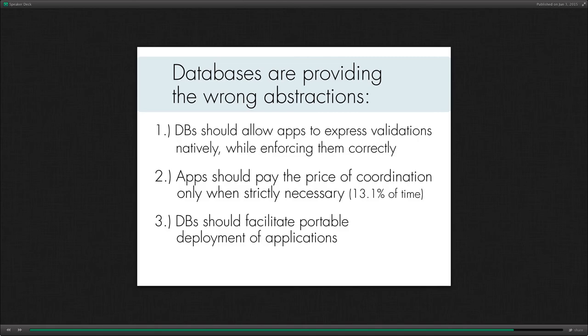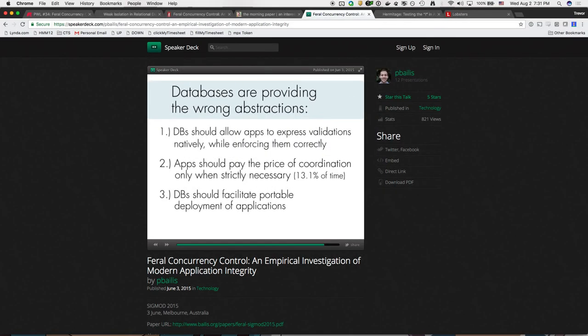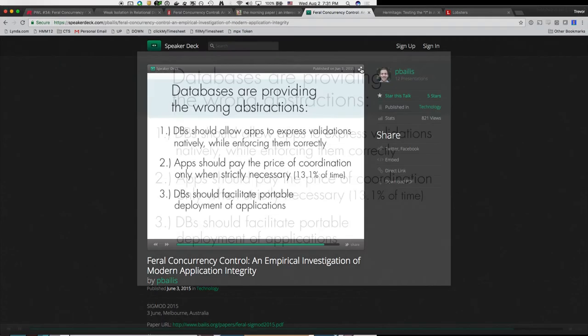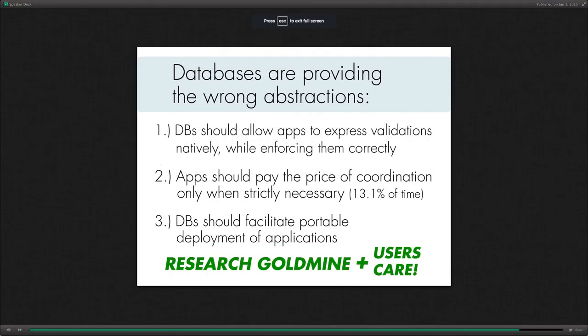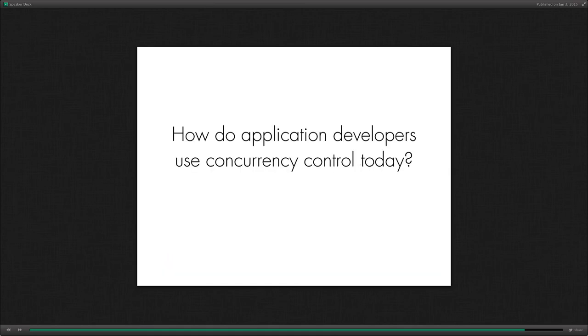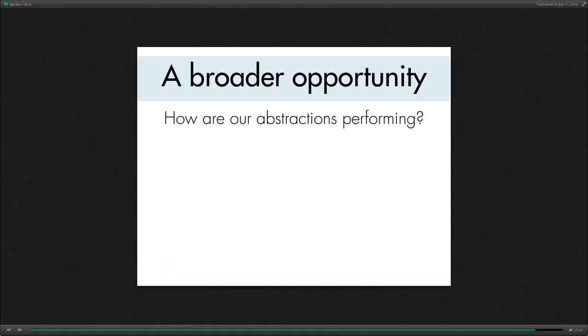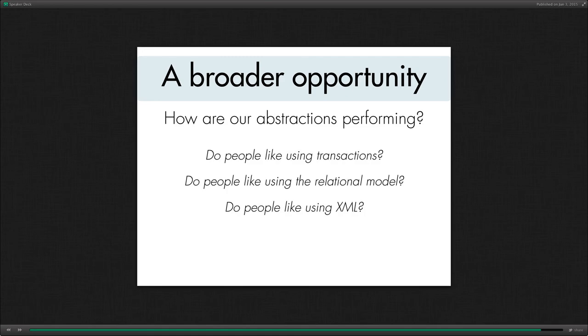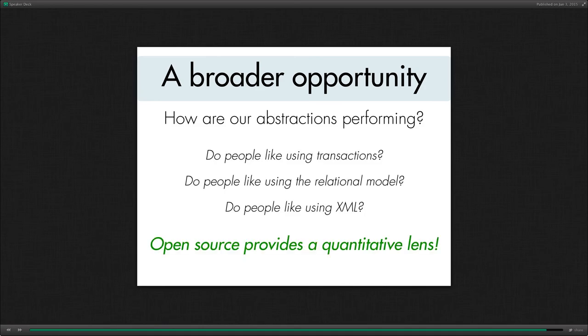So the big challenge from this is how can we do right by app developers more? He's like, you should all research this because money, and it's true. People don't like using transactions or relational models or XML, it turns out.